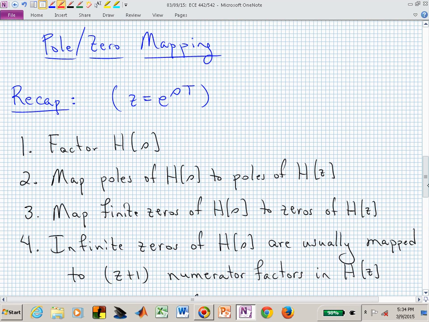Let's quickly go through this pole zero mapping that we have talked about and you've now had to work through on homework number 4. This is really using this relationship or mapping of z equals e to the st. The first thing you do is you factor your analog transfer function, capital H of s. And when would you use this versus maybe a zero order hold? This is a discrete equivalent.